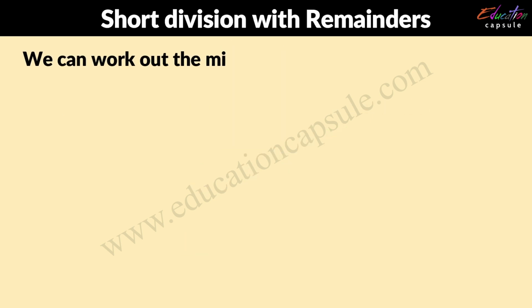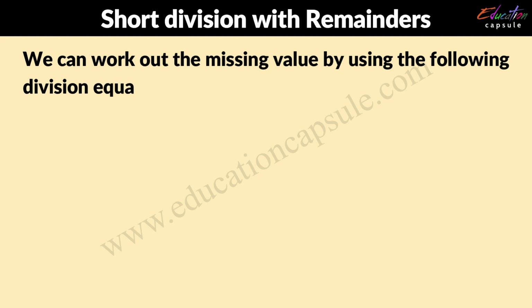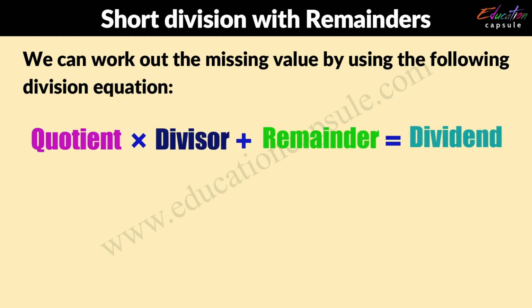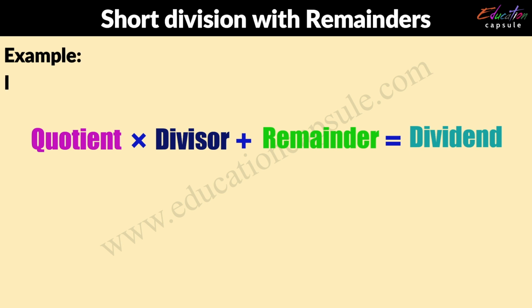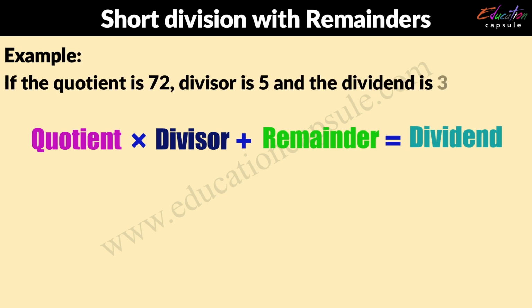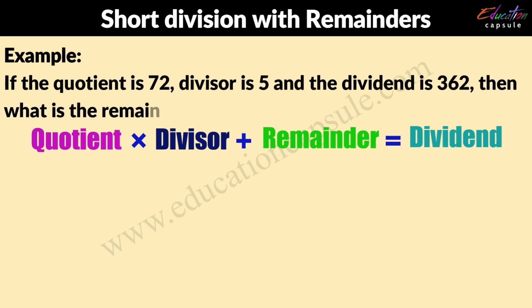We can work out the missing value by using the following division equation. That is, quotient times divisor plus remainder is equal to dividend. Let's try another example here. Now, if the quotient is 72, divisor is 5 and the dividend is 362, then what is the remainder?